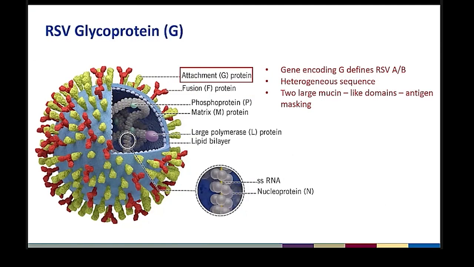So I mentioned F and G are both targets of neutralizing antibodies, but we know through absorption assays, where you take serum and then absorb out antibodies to a specific protein, that most of the neutralizing activity is directed against the F protein, but not all. The G protein is what defines RSV A versus RSV B. And it's used because it has a pretty heterogeneous sequence. It's got two large mucin-like domains, which provide antigen masking.